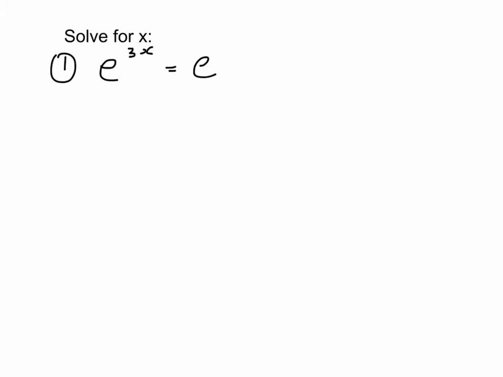So here's one. Solve e to the power of 3x equals e. So you should hopefully remember that you can write any number as a power of itself to the power of 1. And then you can equate the indices because the bases are the same. So you have 3x equals 1. And then to get the x by itself, you have to divide by 3. So you get x equals 1/3.